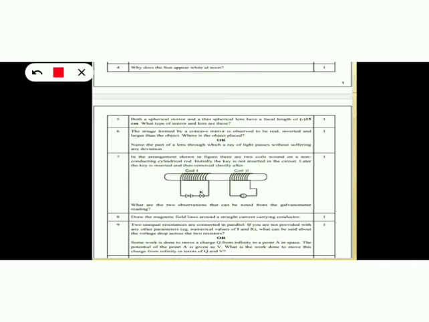Here is a concave mirror. So this is a concave mirror and this is the pole, this is the center of curvature, this is the focus. And when do we obtain a real, inverted and larger image than the object? So when the object is between C and F, we will get a real, inverted and magnified image. Also, when the object is at focus, we will get a real, inverted and magnified image, but in this case the image is formed at infinity, so we cannot represent the image in our diagram.